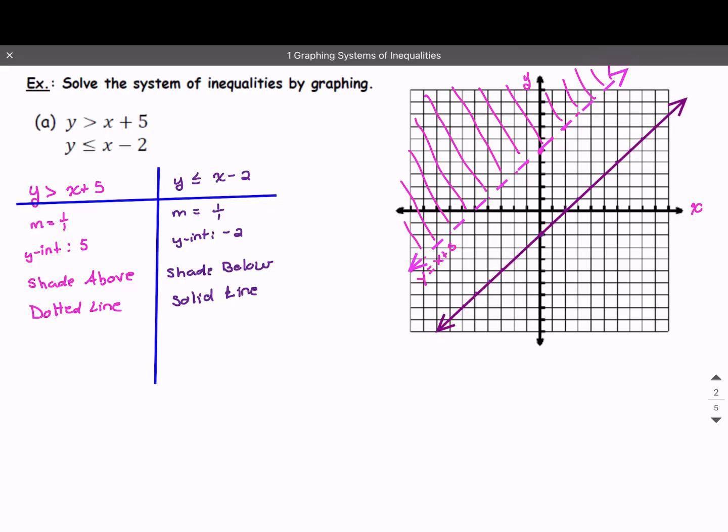We draw our solid line, label the equation y equals x minus 2, and we shade below. Now we said that our solution is going to be in the common area. Unfortunately, we don't have a common region. We have the top part and the bottom part, and neither of those shaded sections intersect, which means this system of inequalities actually has no solution.